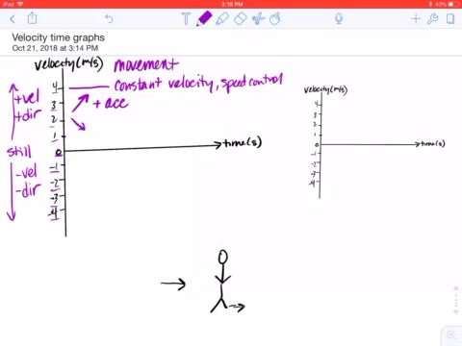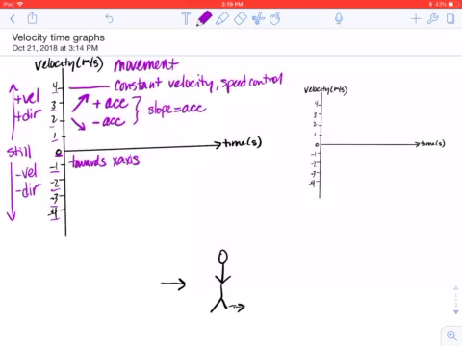If it's going down, that means you have negative acceleration. It means your velocity is changing in the negative direction. So we bring in the idea that slope equals your acceleration, just like the slope of a position graph gave you your velocity.